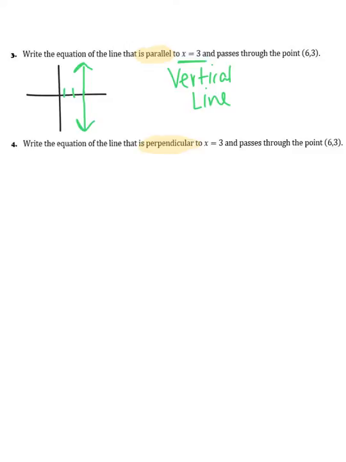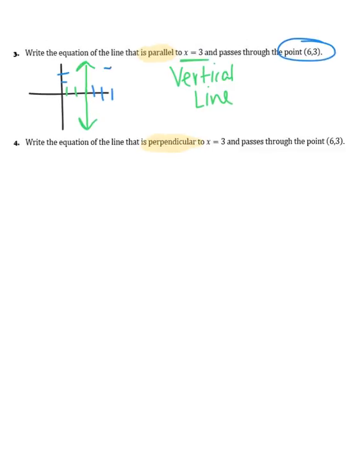Now I do need to consider that I want my line to go through the point 6, 3. So let me graph that out. 1, 2, 3, 4, 5, 6. Okay, so 6, 3 would be over here somewhere. That's the point. So if I have a vertical line going through 6, 3, let me just map that out right here. So think about what an equation would be for this line. Remember the green one was x equals 3, so my blue line is going to be x equals 6.